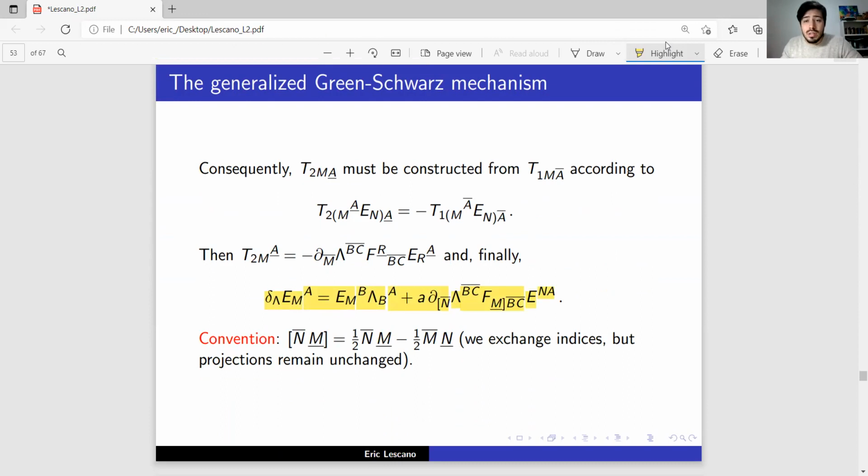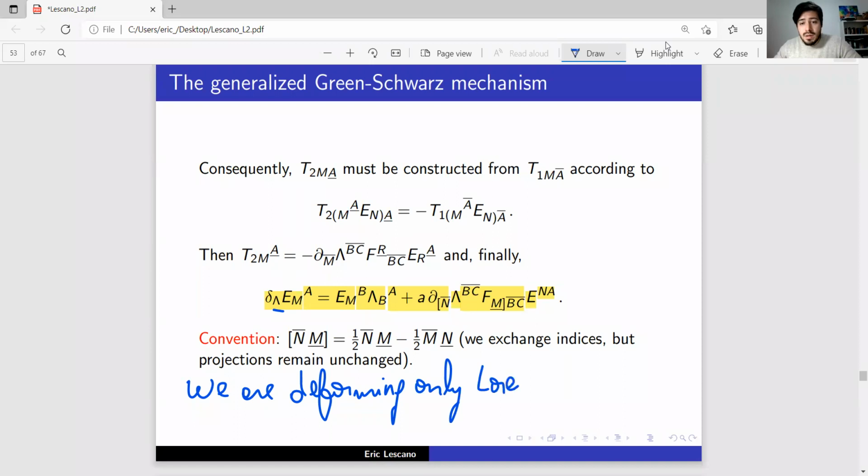This is a deformation. Let's observe that we are deforming only the Lorentz symmetry. Why Lorentz symmetry? Well, because we want the generalized Green-Schwarz mechanism. But is it possible to deform the generalized diffeomorphisms, for example, and construct a higher derivative double field theory without touching the Lorentz part, considering the standard Lorentz transformation and the diffeomorphisms? That is possible in a different theory.